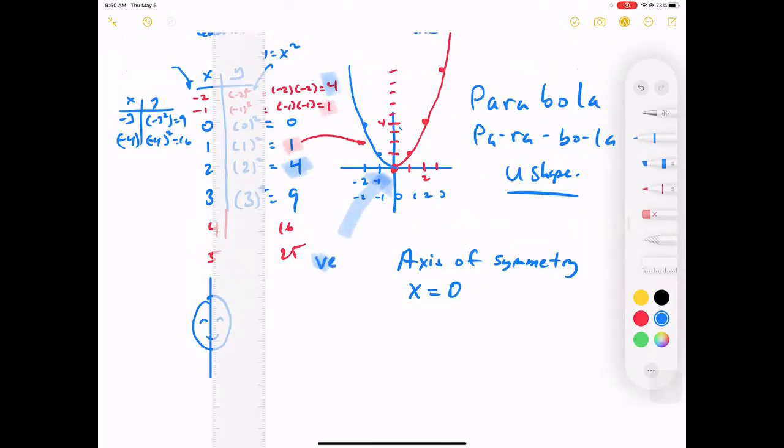The vertex is an x and y point. At what point do these lines meet? If you know about vertices in a rectangle, these are where the lines meet. That's a vertex also, the same idea. So at what point does this parabola all of a sudden decide to change its life around? In this case, our vertex is going to be at 0, 0.